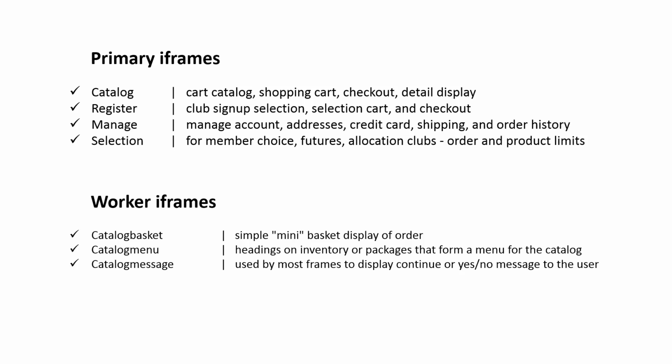Catalog basket is a little mini basket that displays the contents of your shopping basket during the shopping process while you're in the catalog. Catalog menu is just that. It's a menu for the catalogs. You can arrange your products by various headers and subheaders. And the catalog message is a window to display messages to the user.